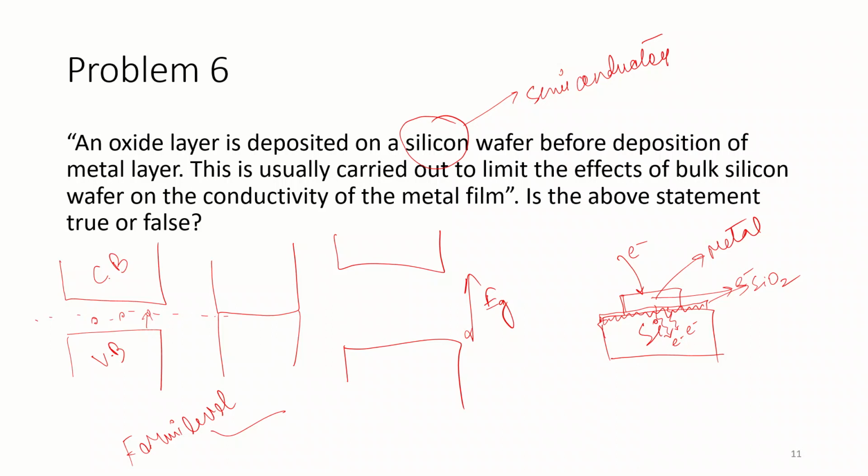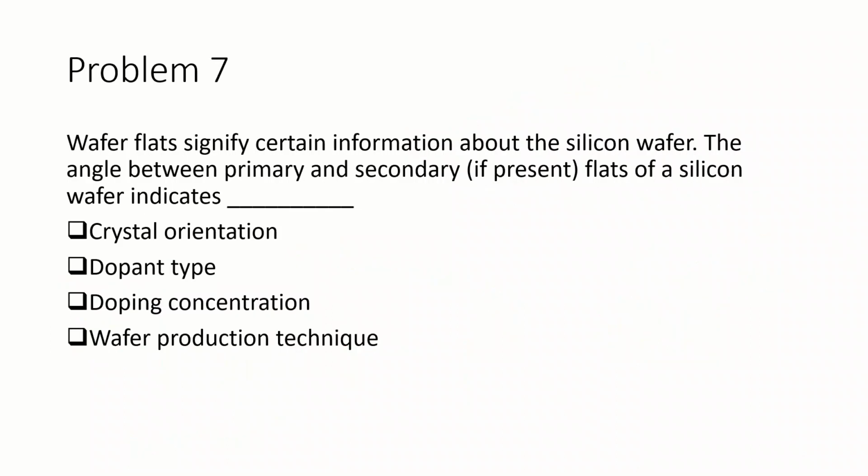Well and good. Okay, there was a question on wafers and wafer flats. So what is the shape of the wafers? Wafer flats signify certain information about the silicon wafer. The angle between the primary and the secondary flats of a silicon wafer indicates that. So first, what is the primary and what is the secondary flat?